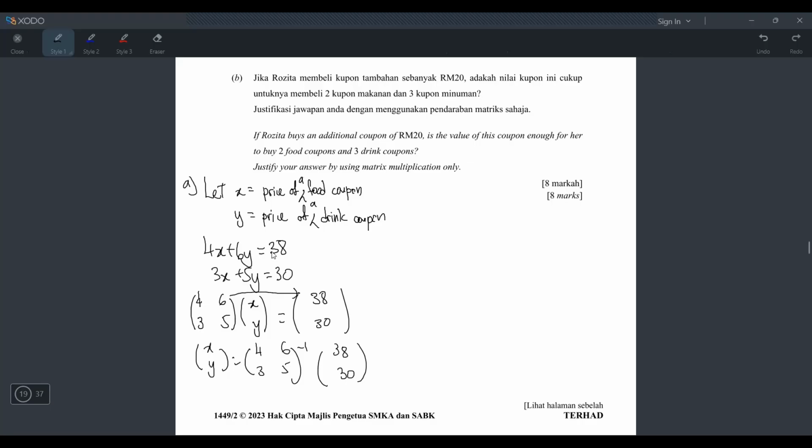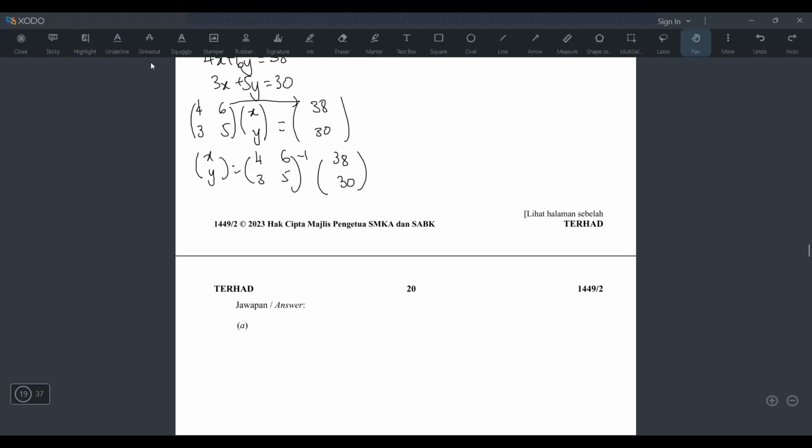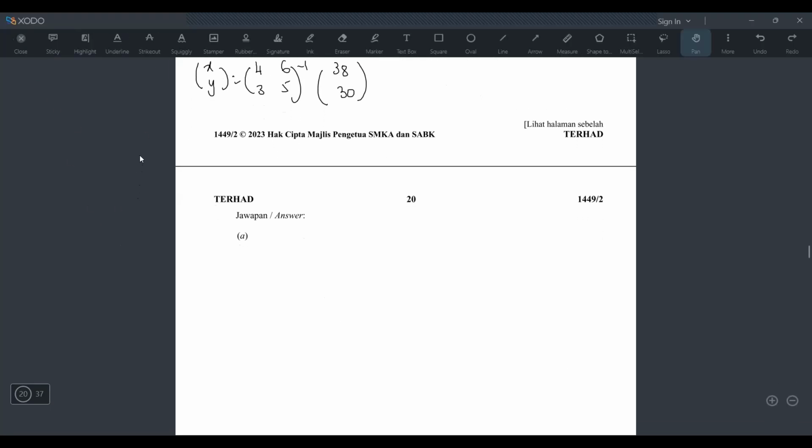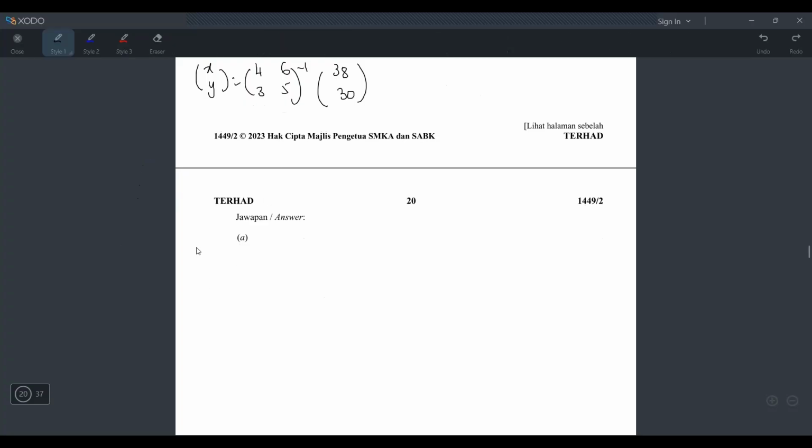So now how to continue? Now I think I can do down here because no space already. So I do here. XY equals to, okay, how to find the inverse of this? Do you remember? It will be 1 over darab silang, right? But you have to take siapa dulu. 4 times 5 dulu. If you take 3 times 6 dulu, salah. It has to be 4 times 5, which is 20, and then minus 3 times 6, 18.